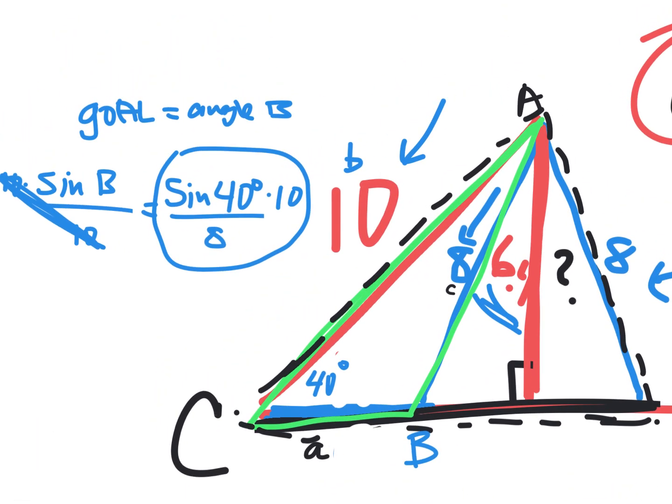Okay, so back to this. Sine 40 times 10 divided by 8. And you get a decimal, and it's sine B equals that decimal. And some of you are going to remember what to do, and some of you aren't.